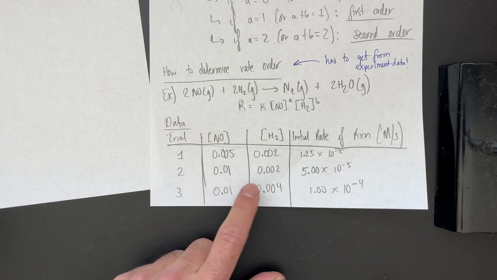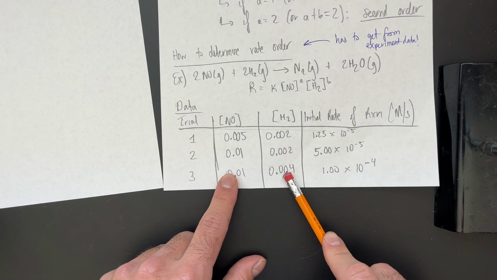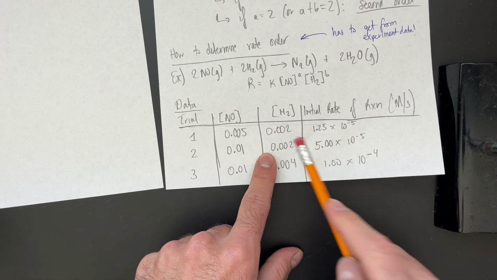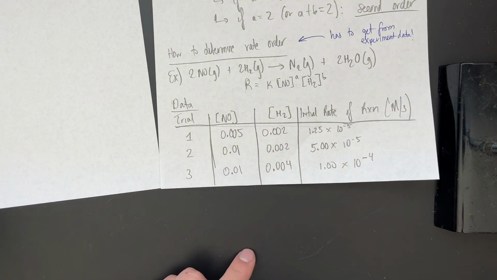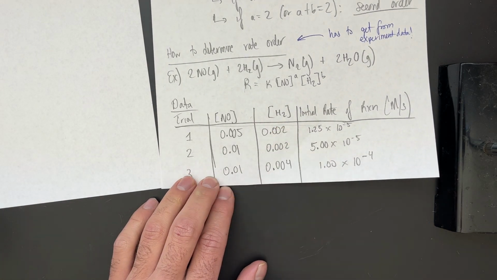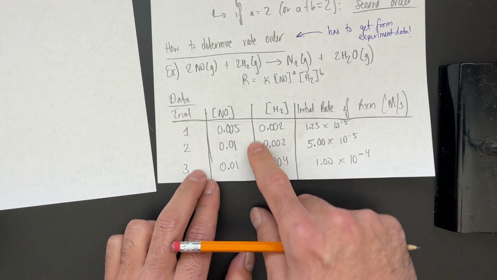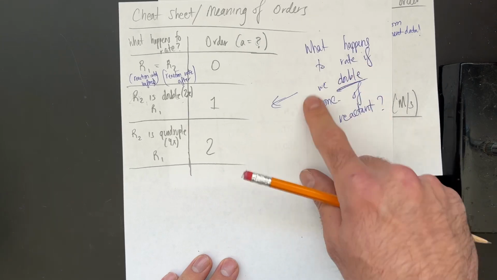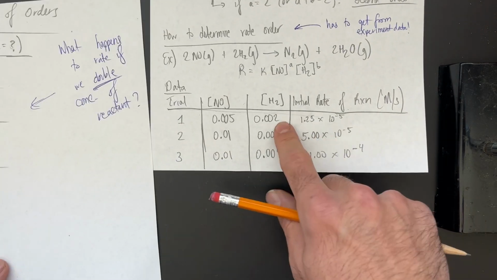Now from trial 2 to trial 3, what are we doing? We kept H2 constant for this, and you have to. You can only change one thing at a time. And so we kept H2 constant for trial 1 and trial 2, but now for trial 3, we kept NO constant, and instead we doubled the concentration of H2. And so what happens to rate if we double concentration of H2?